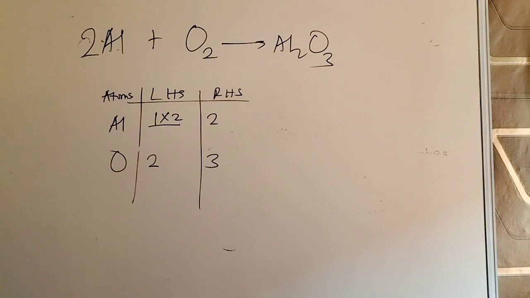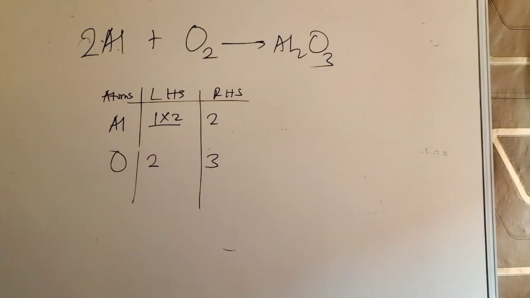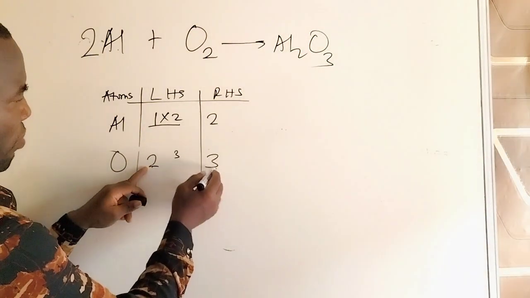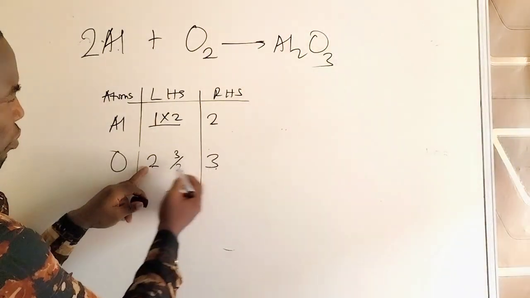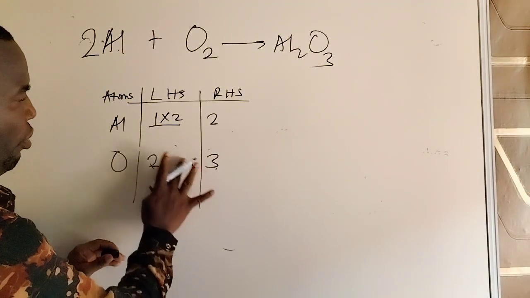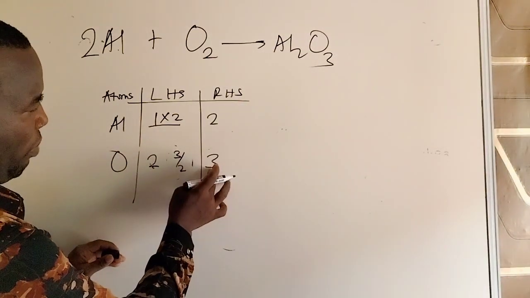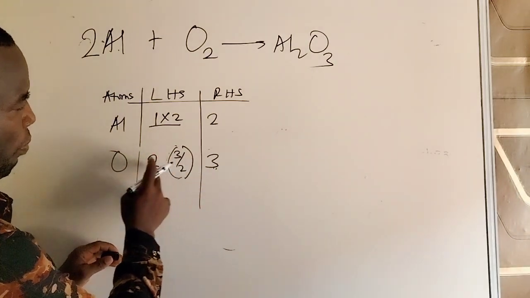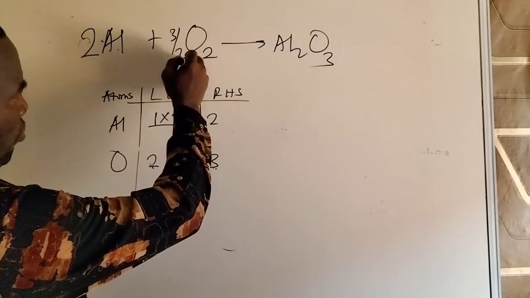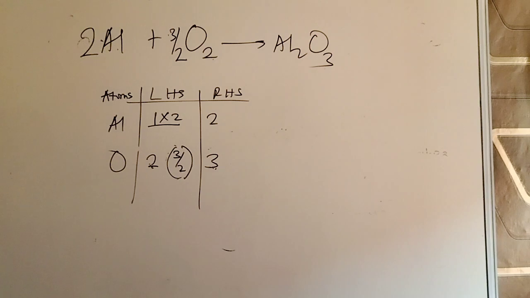We now ask ourselves, can we apply a fraction? Is there a fraction that can apply to 2 to give us 3? Remember that 3 is not a multiple of 2. But if I divide this 3 by this 2, the bigger number by the smaller number, I have 3 over 2. If I multiply 3 over 2 by 2, I'll get 3. So if I put the 3 over 2 on this side, it only affects oxygen, which we want to balance. So 3 over 2 times 2 gives you that 3. You see, it's as simple as that.